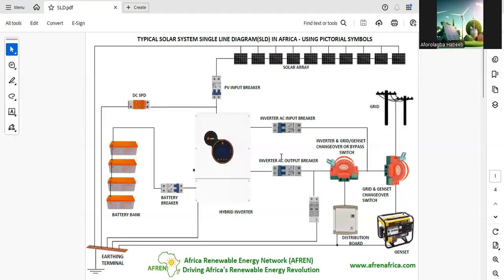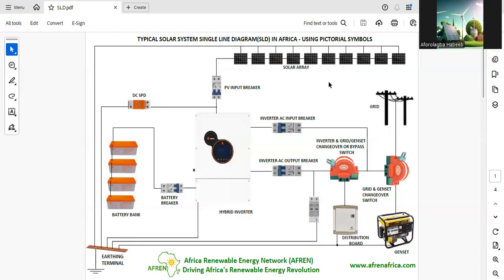This is page one. Page one shows a typical solar system single line diagram in Africa. And these make use of what? Pictorial symbols. Look at the pictures: solar panel, inverter, batteries, changeover, generator. What are pictorial symbols? A pictorial symbol uses pictures to represent the different components. It uses realistic pictures to make the various components easy to identify. It is easy for the average person working on the system to understand. You don't need to be highly technical to understand this. It's easy to identify. I'm using pictorial symbols here.